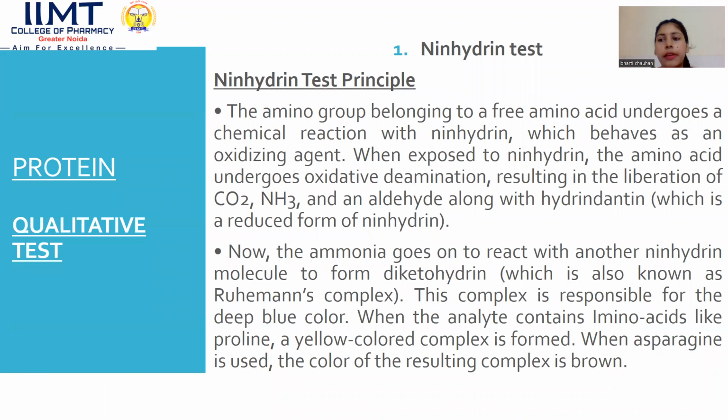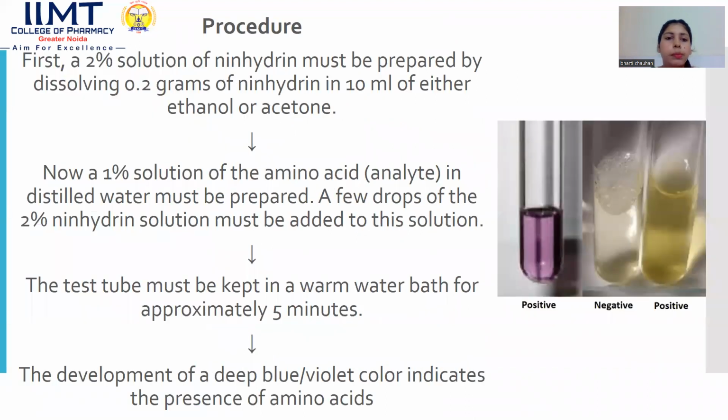So these are the qualitative tests for protein. How do we know that this liquid, this compound contains amino acid or protein? So these are the tests. First is the Ninhydrate test, which is very famous. The amino group of a free amino acid undergoes a chemical reaction with ninhydrin, which behaves as an oxidizing agent. Now, how do we perform it?